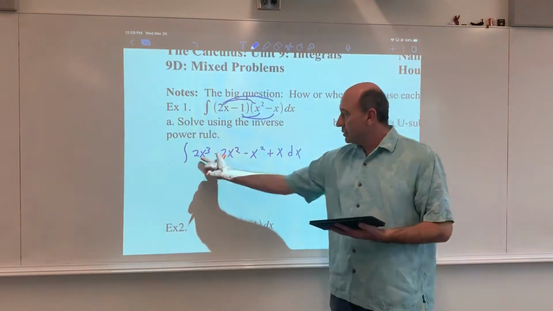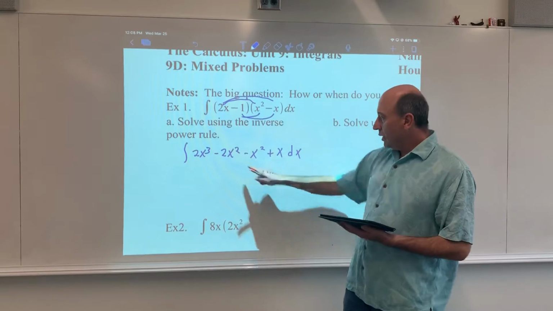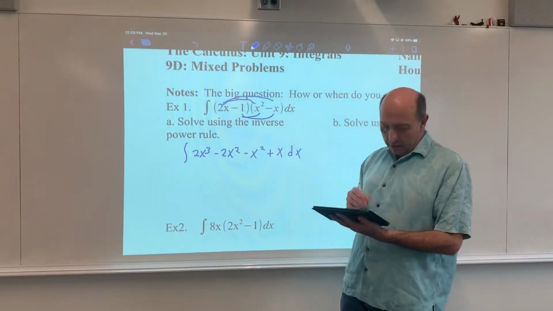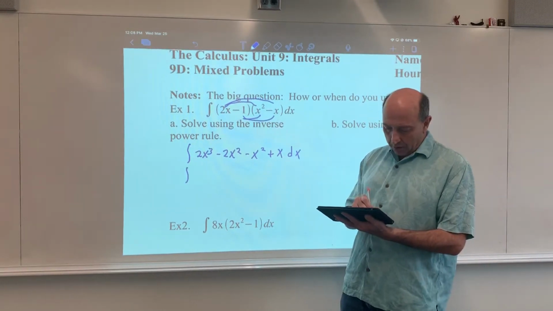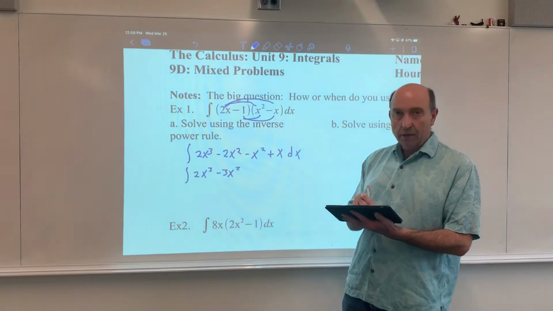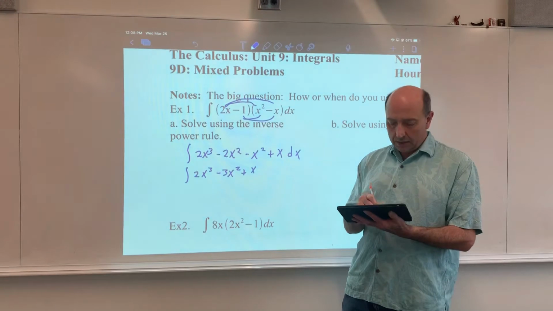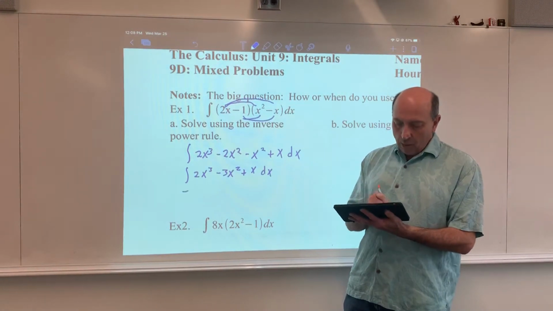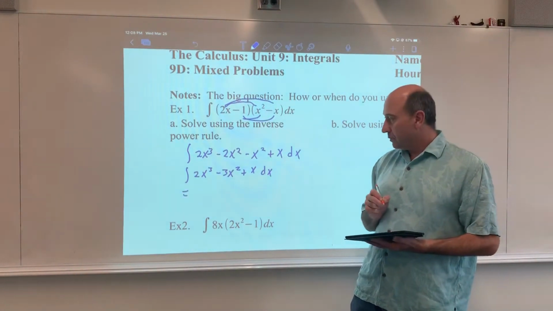Okay, now we have terms that are added or subtracted. We can combine like terms if we'd like. That might save a little time. So we get 2x cubed minus 3x squared plus x dx. Now we can happily apply the inverse power rule.